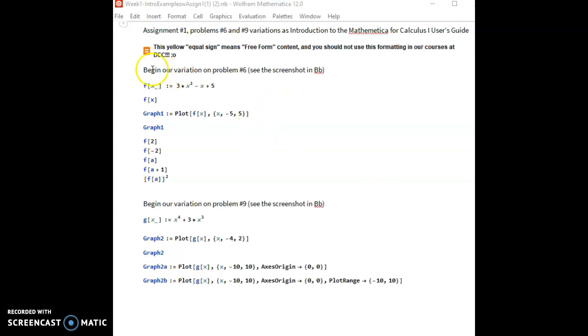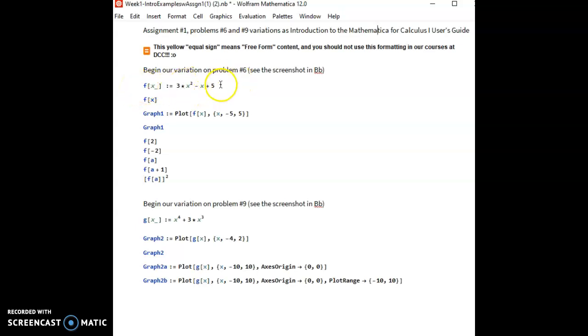So the first thing I did here was in a notebook. A couple things I just want you to remember. Actually, I spelled Mathematica wrong here. This yellow or orangey shine means freeform content. You should not use this formatting for our courses at DCC. That is a no-no. So do not use freeform. We should be using, from the Mathematica manual, how to use Mathematica.